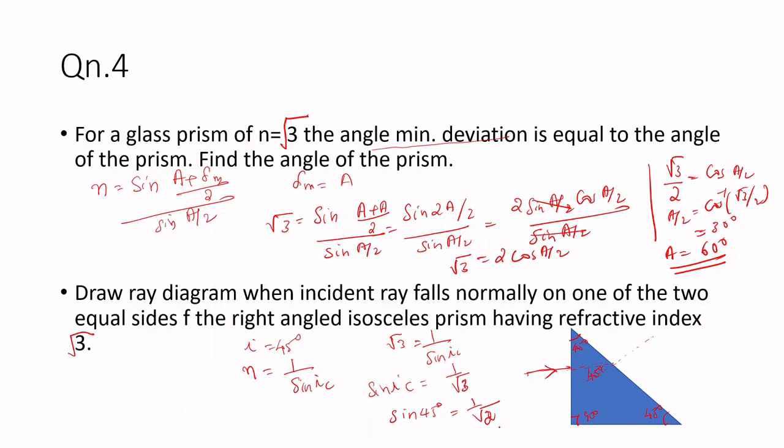So total internal reflection says I should be greater than IC, that is, the angle of incidence must be greater than the critical angle. So here obviously sine I, 1 by root 2, is greater than 1 by root 3. So that means this ray will undergo total internal reflection like this.